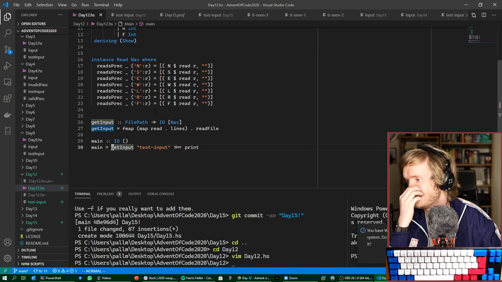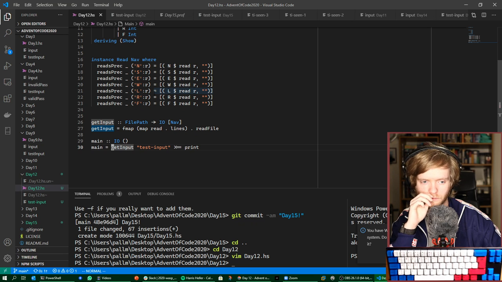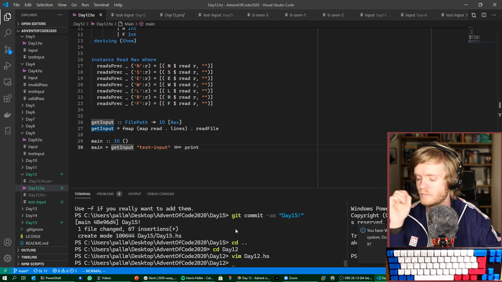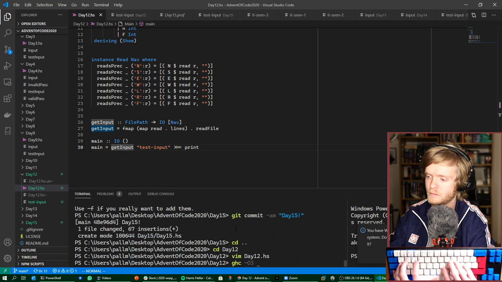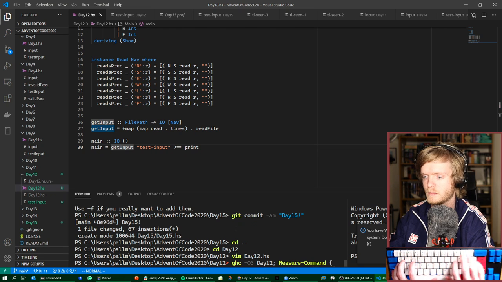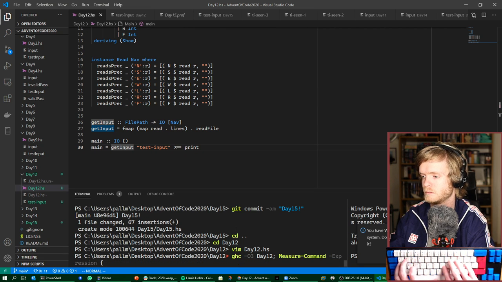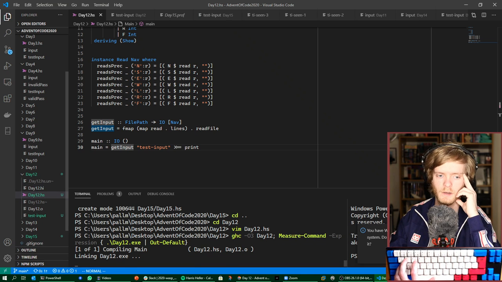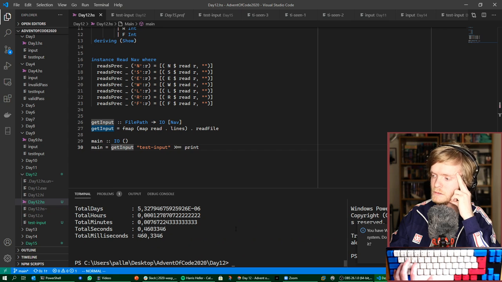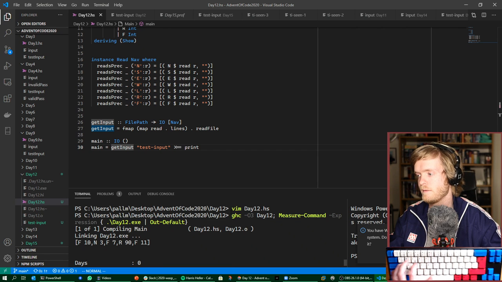So I'm gonna say here, GT 03 day 12, measure command expression day 12 dot exit out default. We just parse it and print it. Right, F10, N, R3, F7, R90, F11.